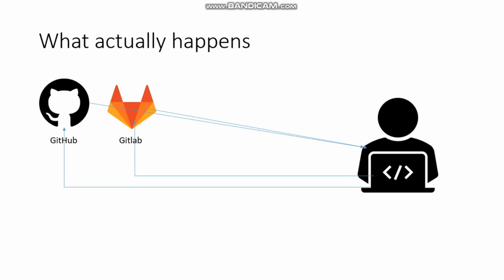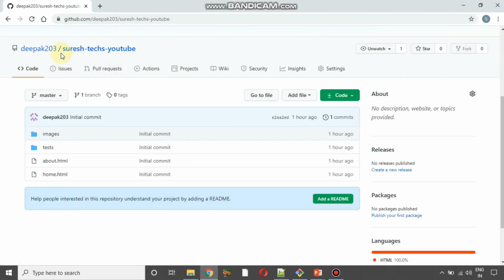So now I'll try to clone a project which is hosted in GitHub, perform some tasks, and finally push it back to the remote repository. So let me open GitHub. We do have a project called SureshTechs YouTube, which has some folders and files such as images, tests, about.html and home.html, which is getting managed by Deepak. Now Ramu was asked to work on some changes or features in this project. So Ramu is going to clone this project into his local system, perform some tasks, and finally push it back to the same repository, which is nothing but SureshTechs YouTube, right? So this is the repository name.